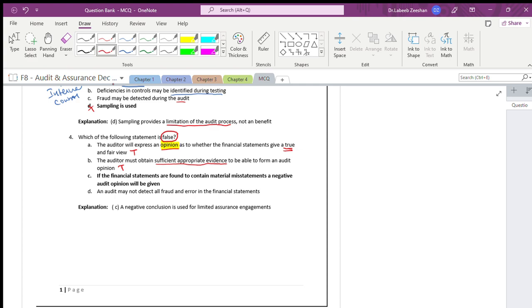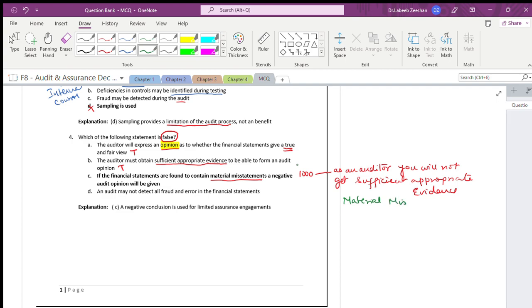If the financial statements are found to contain material misstatements, what happens? There is a transaction of 1000. As an auditor, you are not getting sufficient appropriate evidence for 1000. You are getting evidence for only 900 riyals, or only 800 riyals. If that is the case, then we call it a material misstatement.